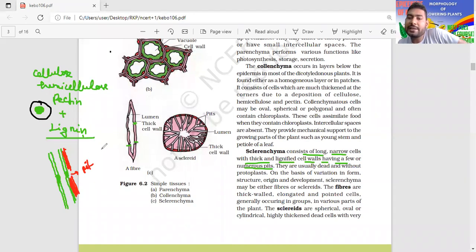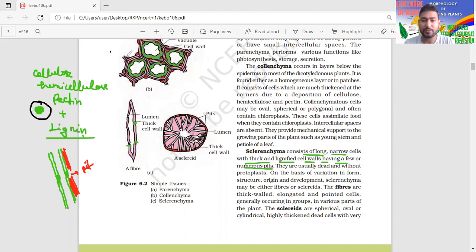Pits are also of different types: simple pit and bordered pit. I will teach you about the plant cell wall later, and at that time you will get these types of pit, simple pit and bordered pit. So a pit means where there is no deposition of lignin, cutin, or suberin. That place is known as the pit, and a pit may be simple or bordered type.